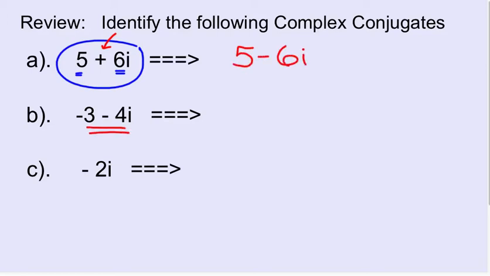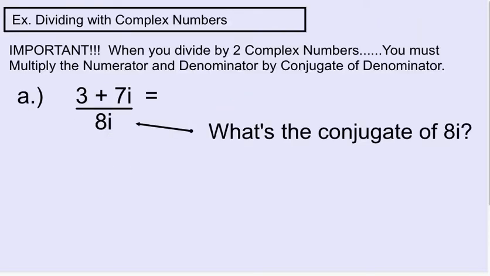In this example, the conjugate would be negative 4, change the imaginary piece to a positive 4i. And then our last one, change the imaginary piece to a positive 2i. So those are the complex conjugates. We're going to move on now to dividing two complex numbers.